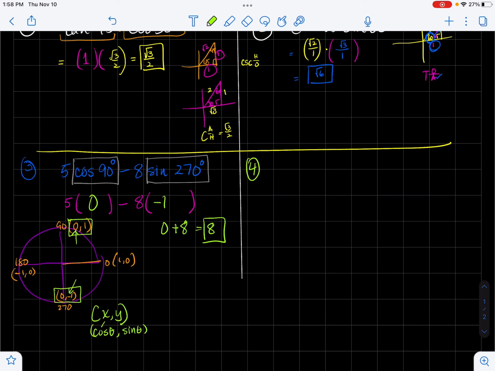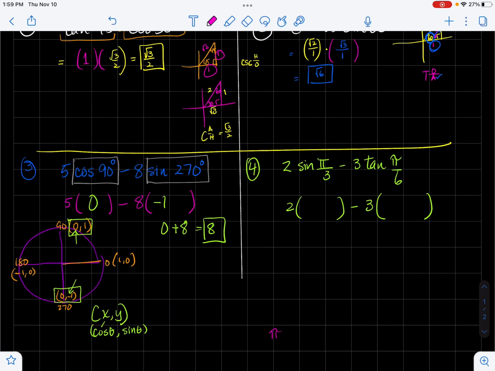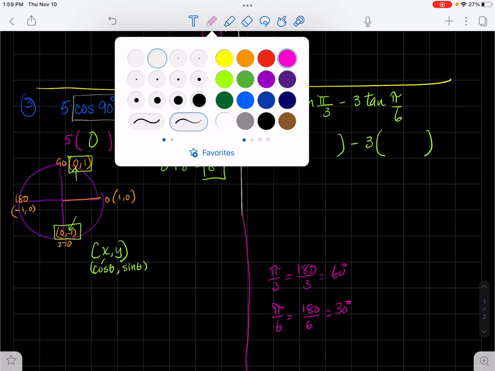Here's a non-quadrantal one, also in radians. 2 times the value of sine of pi over 3, minus 3 times the value of tangent of pi over 6. Let's quickly do our conversion. Pi over 3 in degrees is a 60-degree angle, and pi over 6 would be a 30-degree angle. So we can use our special right triangles.